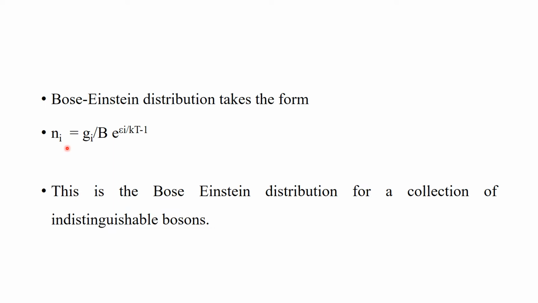Beta can, as usual, be related to thermodynamic temperature, so that the Bose-Einstein distribution takes the form Ni equals Gi divided by e raised to epsilon i by kT minus 1. This is the Bose-Einstein distribution for a collection of indistinguishable bosons.